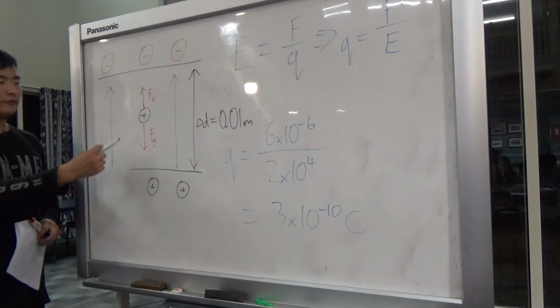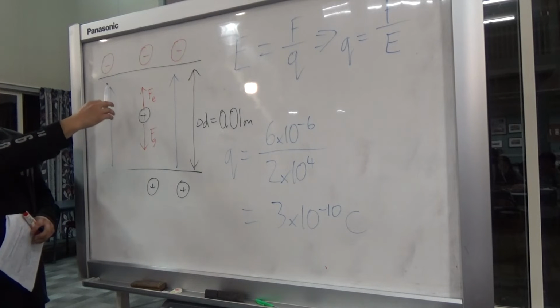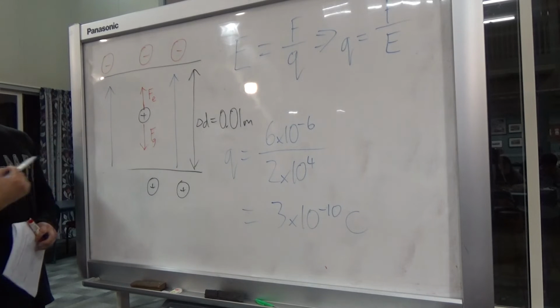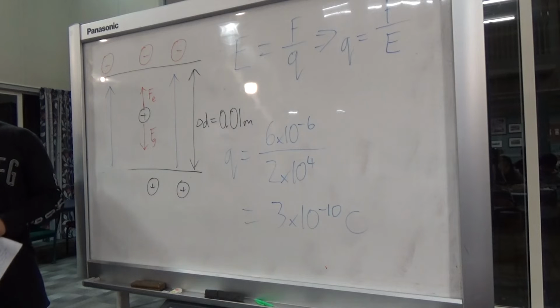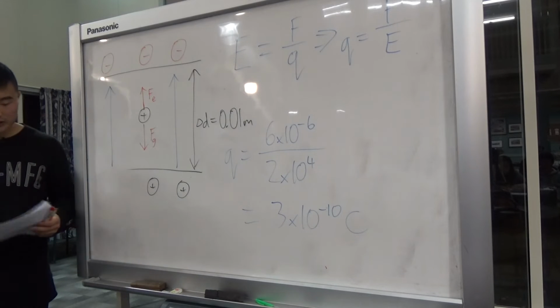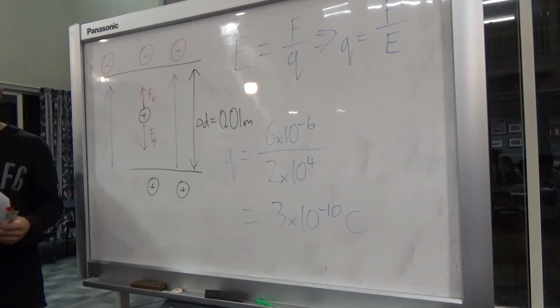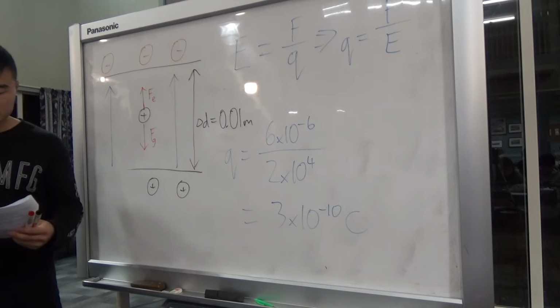And remember that we said before the electrical force must be upwards, so that means the charge would have to be positive. So it's going to be positive 3 times 10 to the negative 10 coulombs.